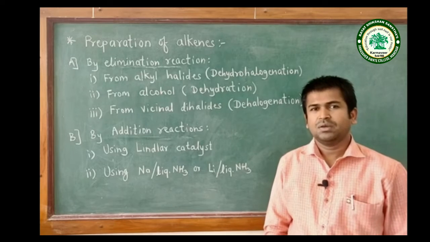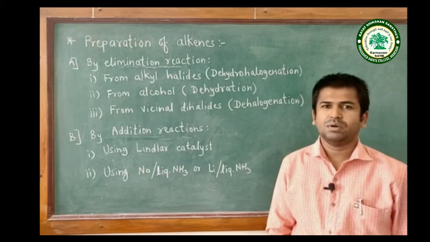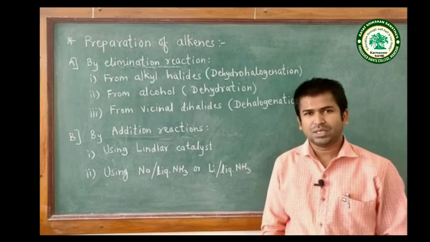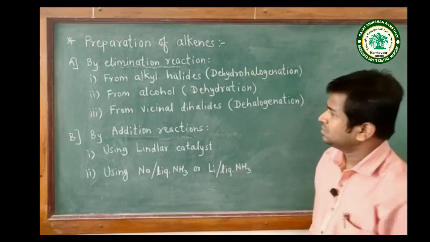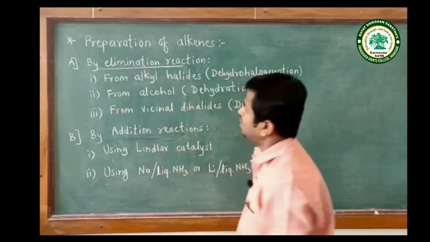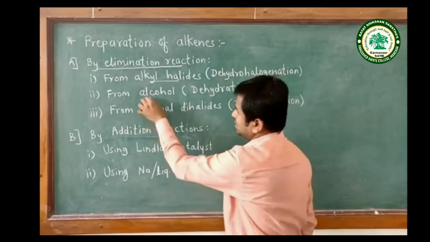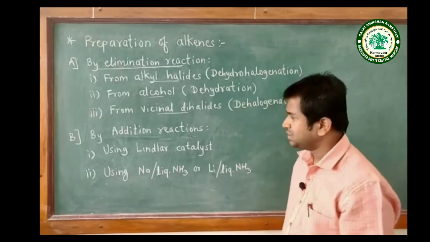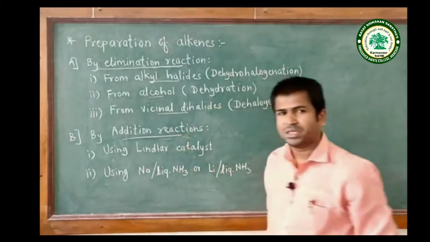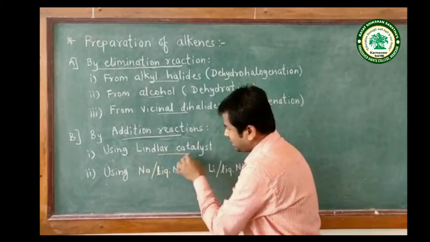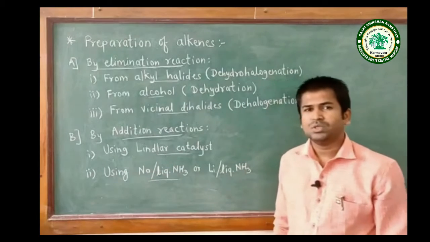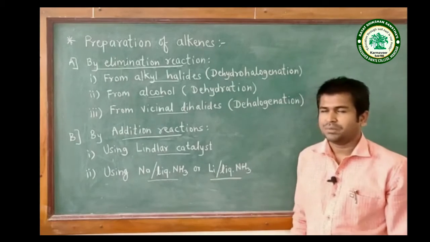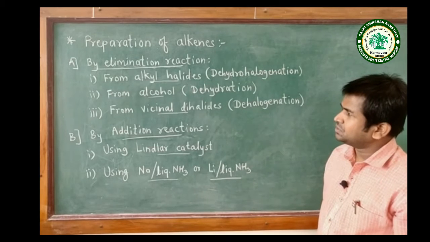In this session, we discuss the laboratory preparation of alkenes. In the laboratory, alkenes are prepared by two methods. One, by elimination reaction of alkyl halides, alcohols and vicinal dihalides. And second method, by addition reactions using Lindlar catalyst or using sodium in liquid ammonia or lithium in liquid ammonia.